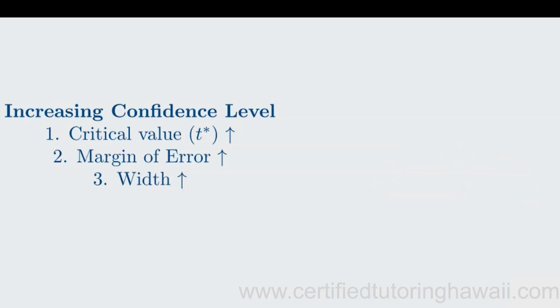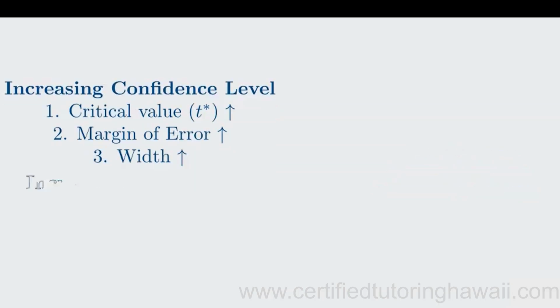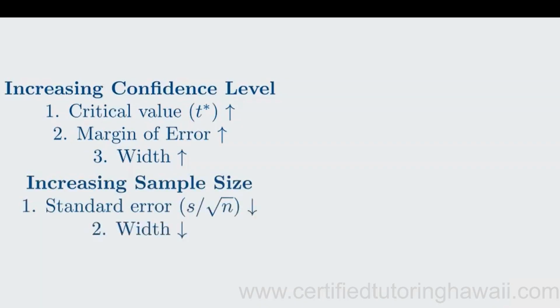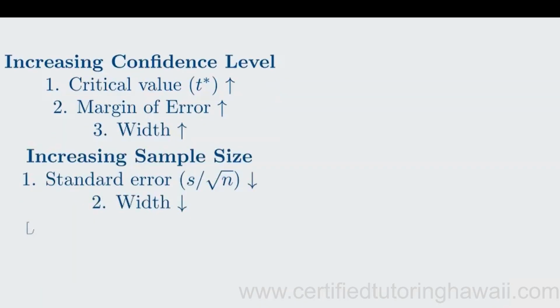Now let's look at increasing the sample size. Increasing n decreases the standard error, which in turn decreases the width. When we have a larger sample size, n, we are dividing by a larger number in our formula. This makes the standard error smaller. Larger samples provide more consistent data, which allows us to be more precise. So, increasing the sample size makes the interval narrower, without having to sacrifice your confidence level.